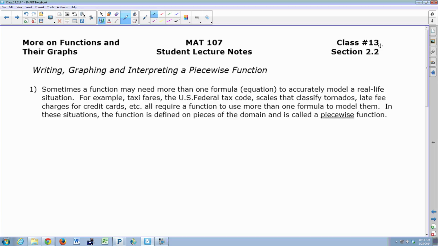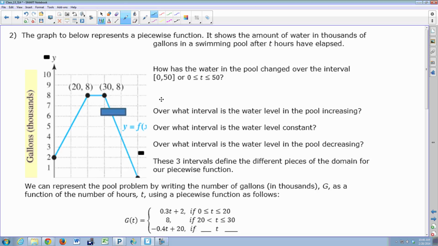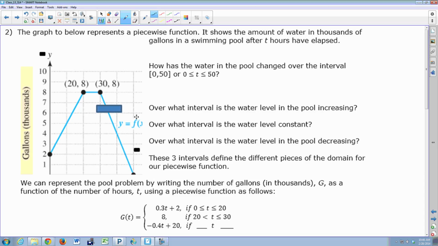Okay, so let's jump right in and see what all this means. Why is it that sometimes we might have situations like taxi fares or federal tax codes? I just did my taxes last night, so I understand how that works. That needs 2 pieces of the domain, or maybe sometimes 3 or 4. I mean, it could require a variety of pieces. So let's take a look at one that hopefully we can be familiar with. Now, I'm sorry that this little box got put right in the middle of the graph. On your paper, it's over here where y equals f of x, covering that.